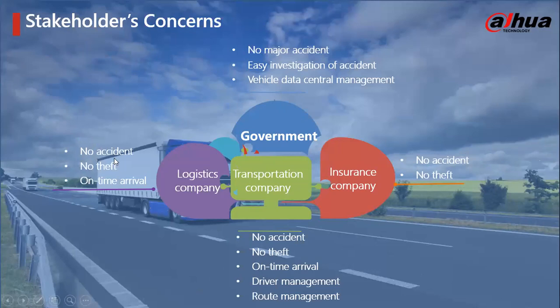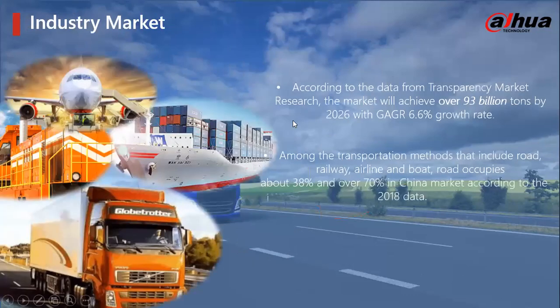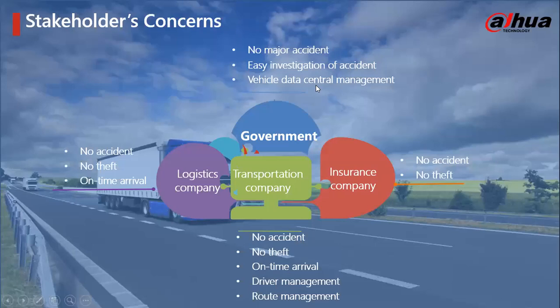I think one of the big challenges if they're in the oil industry is cases like theft. So what our solution offers with the mobile system is to reduce those accident cases, to reduce the theft cases, and to ensure you have timely arrival of your products. And also in terms of driver management, how can you manage your drivers well, and also route management.